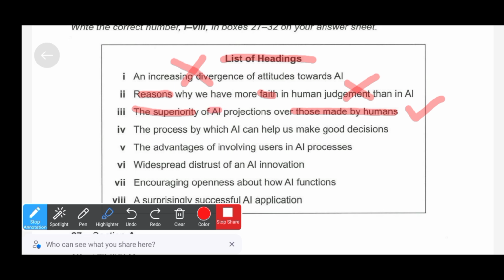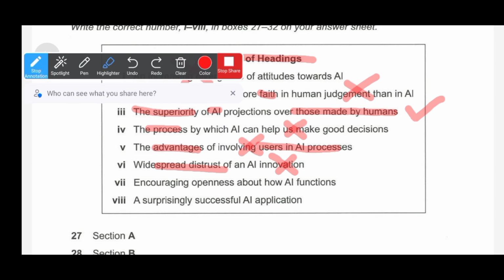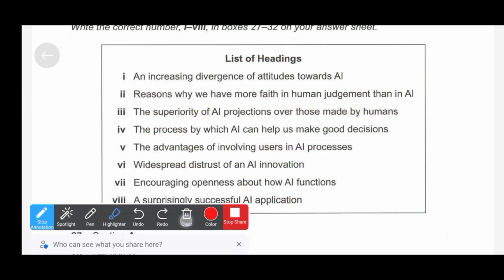The fourth one is "the process by which AI can help us make good decisions." They are not talking about a process, so wrong. "Advantages": no guys, there were no advantages. "Widespread": no guys. "Encouraging openness about how AI functions": no guys, not functions. "A surprising success": guys, not a single success they are talking about.